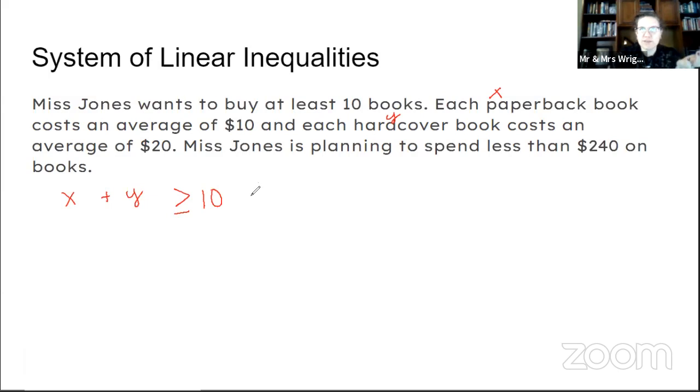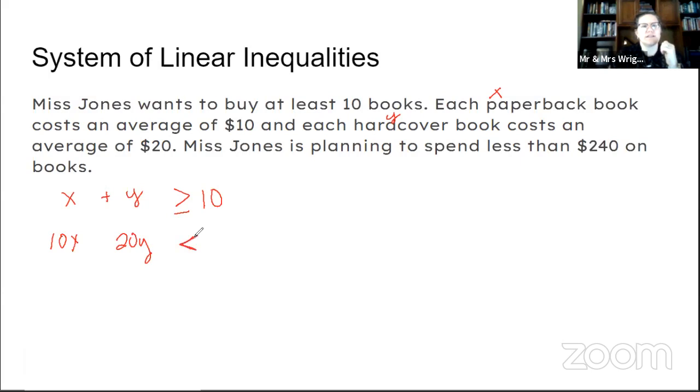Since we're solving a system of linear equations, it should be obvious that I need to find at least one more equation in all these words. So let's keep looking. It says that the paperback book costs an average of $10. Okay, paperback I put as X. So 10 times X is going to be how much I can spend on paperbacks. And it says that hardcover books cost an average of $20. So 20 times Y. And Miss Jones wants to spend less than $240 on the books.